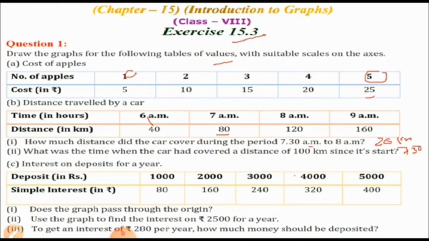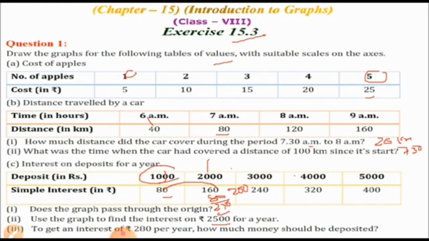First, A has only drawing, B has 2 more questions and last C has 3 questions. In C, does the graph pass through the origin? We have to check. Use the graph to find the interest on rupees 2500. In between they can ask questions. Yes, very interesting questions are there. So 2500 lies between 2000 and 3000 and we can take these numbers from the graph without calculating.